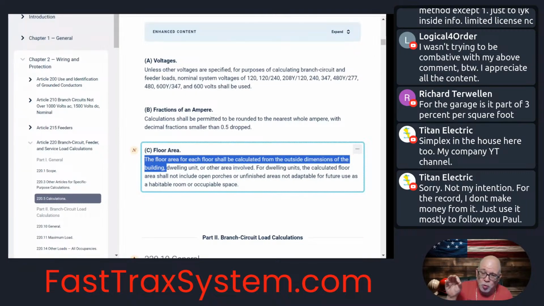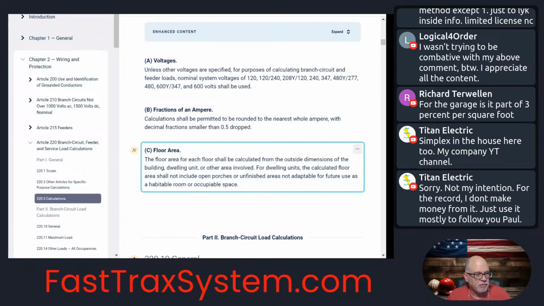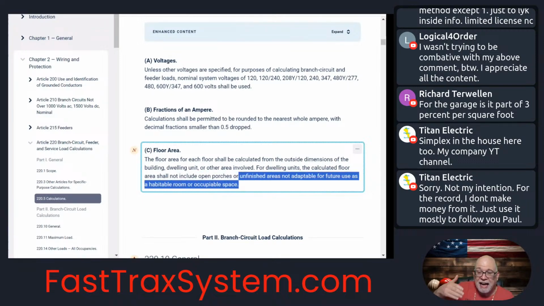If you're doing this in the real world, you've got to come up with these dimensions. And it's not necessarily the square footage, okay? You have to look at the outside dimensions of the actual dwelling or building in question, right? Then it says, for dwelling units, the calculated floor area shall not include, now check this out, open porches or unfinished areas not adaptable for future use as a habitable room or occupiable space. Well, a garage is adaptable. And in the previous edition, garage appeared in here. So you omitted it up front, right? That's changed for the 2023, okay?